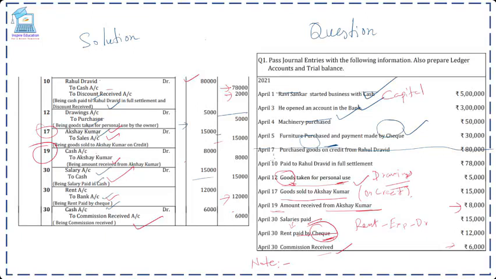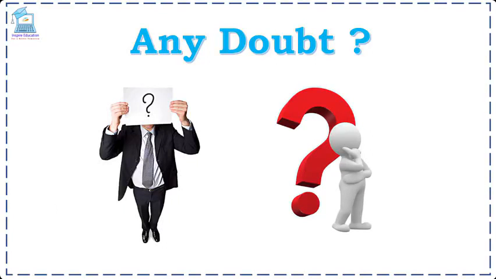Okay, journal entry is clear. Journal entry is clear. Is there any doubt in the journal entry section? Any doubt? Do you have any doubt, Sunita madam? Okay. So I think there is no doubt up to journal entry.